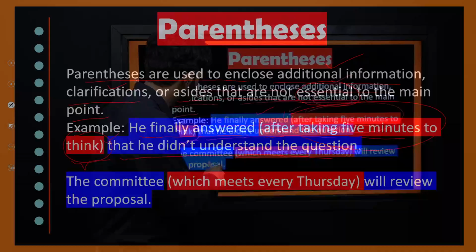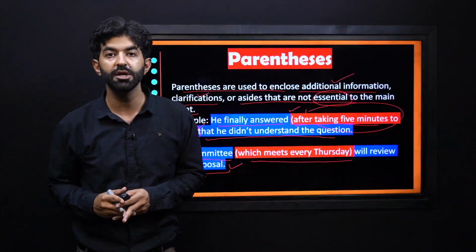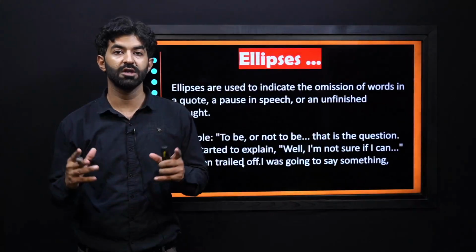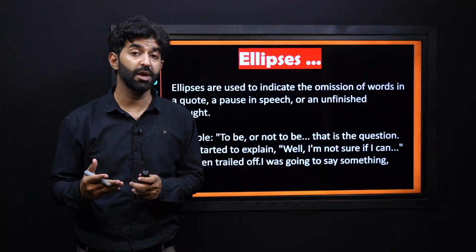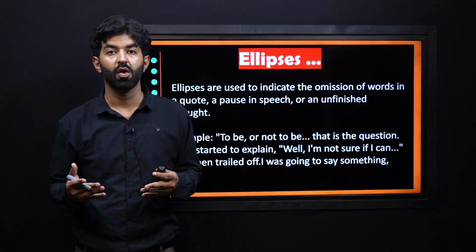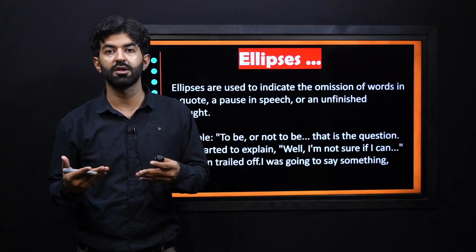Another example is: the committee (which meets every Thursday) will review the proposal. Again, we are using parentheses to give additional information. So this is why we use these round brackets, which we call parentheses, to give information, to clarify something, or to tell something which is not very important, but you still have to write it.